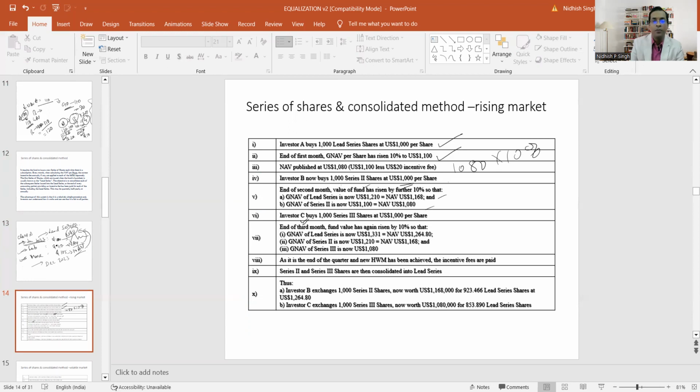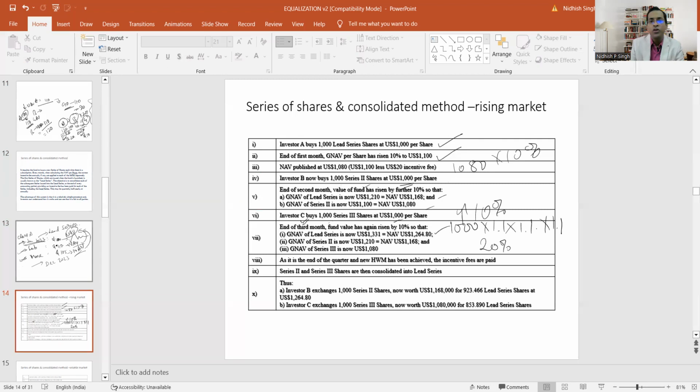Now, C also arrives. So there is a third investor and buys series 3 1000 shares as well for 1000. Now, value of NAV goes up by 10% again. So as you can see, lead series, the very first one, has become 1331. How? 1000 times 1.1 times 1.1 times 1.1. That will be 1331. And then paying incentive fee for each growth, the NAV will be 1264 because we have deducted the incentive fee of 20%.